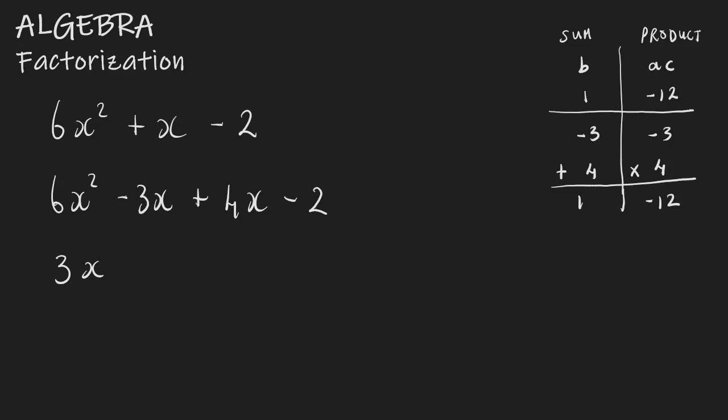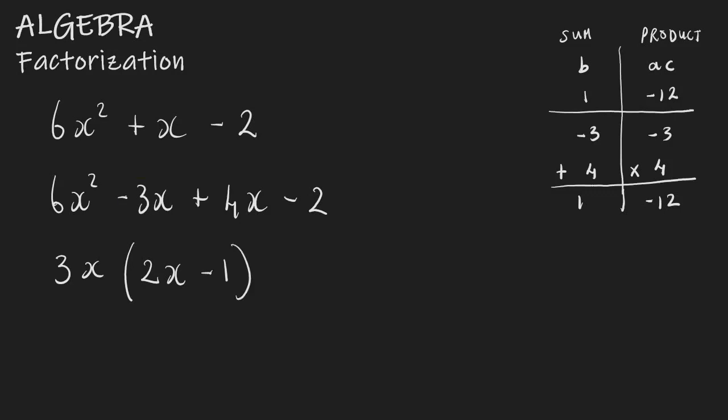Our next step is to find the complementary factor of every term in the first pair. So, what can I multiply by 3x to get 6x squared? Or 3x into 6x squared? The answer is 2x. What can I multiply by 3x to give me negative 3x? Or 3x into negative 3x? The answer is negative 1.